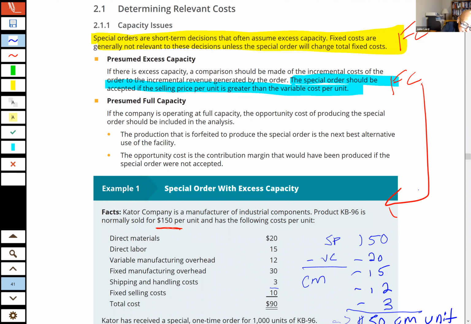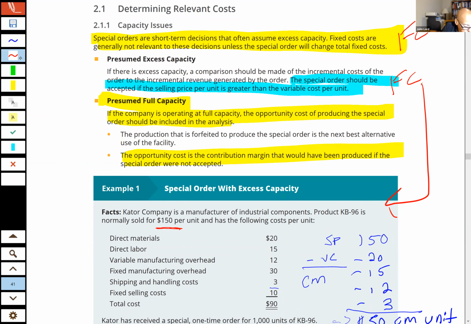So now I sit here and I say, well, what if I have full capacity? So now I'm going to come back. And now I have to, because opportunity cost is relevant, I have to do what? If the company is operating at full capacity, the opportunity cost of producing a special order should be included in the analysis. And the opportunity cost would be any contribution margin that will be lost because we're going to have to stop whatever it is we stop producing to create the capacity to take on this new deal.